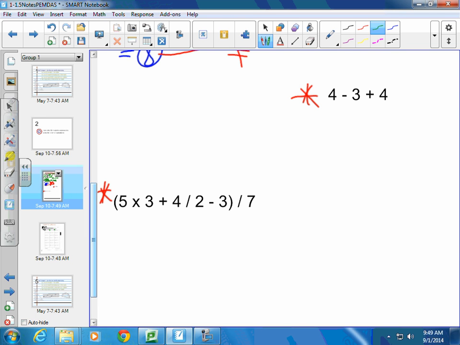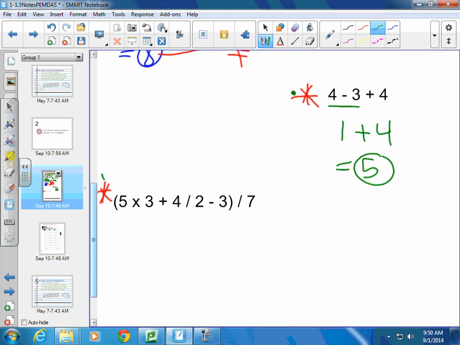Okay, so looking at this one, I don't have any parentheses or exponents or multiplication or division. I just have addition and subtraction, and we solve left to right. So first I'm going to do 4 minus 3, which is 1, bring down the rest of my expression, and then finish it off and get 5.